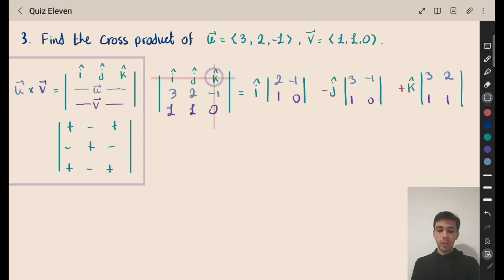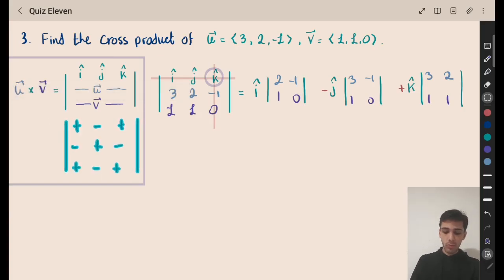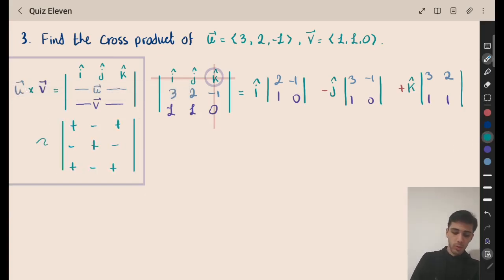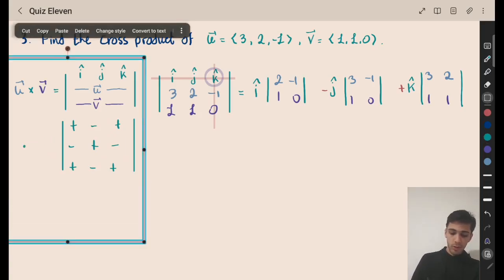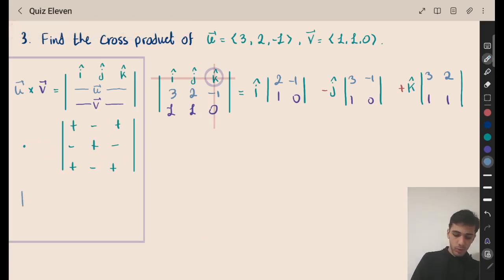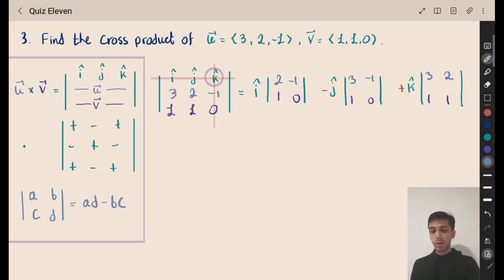And now I just need to work out the smaller determinants, which are evaluated as follows. So this should be some sort of definition for you. You have a determinant which is two-dimensional like this one. It is evaluated as follows. It is always AD minus BC. This is always how it's done. AD minus BC.